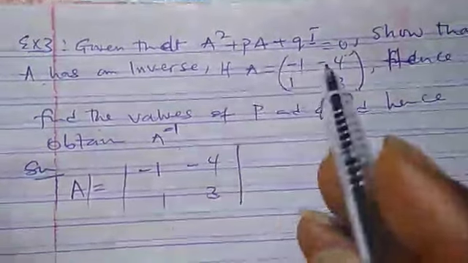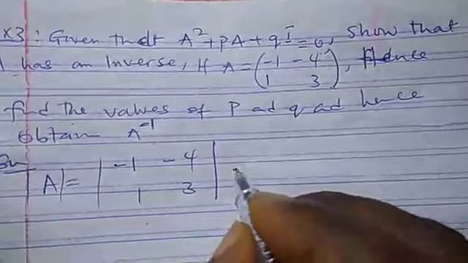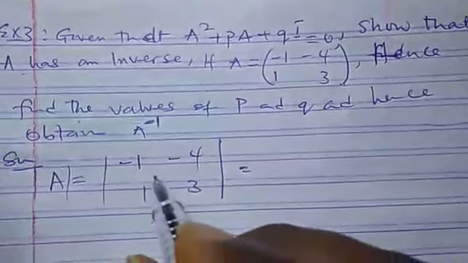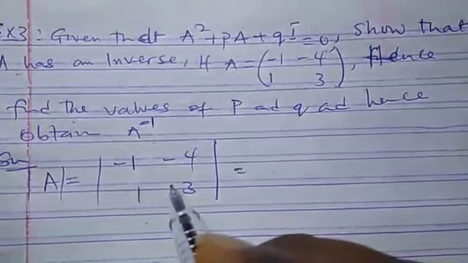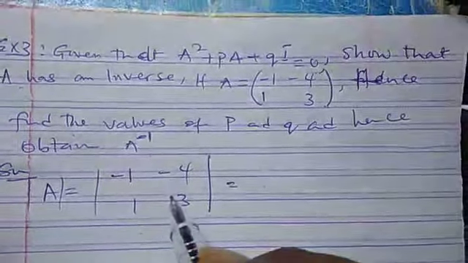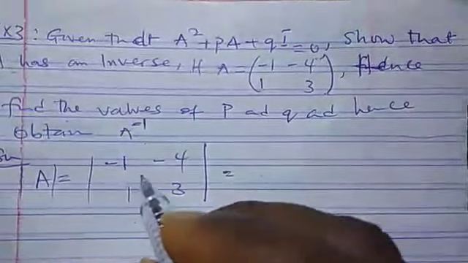If we can show that the determinant is not equal to 0, we have shown that A has an inverse. So let's find it, because if the determinant of a matrix is 0, then the matrix is not invertible. That is, we cannot find the inverse of such a matrix. Now let's find the determinant.